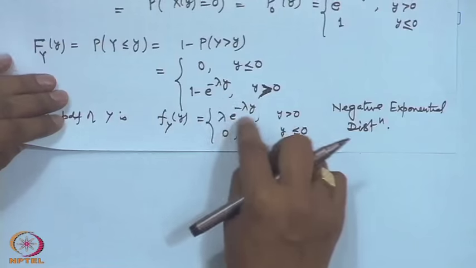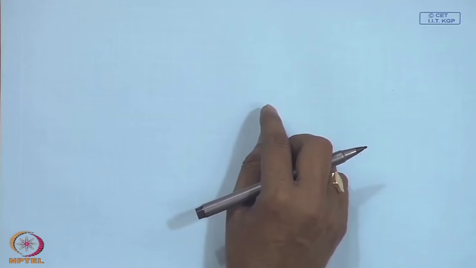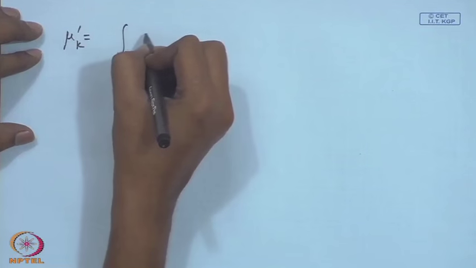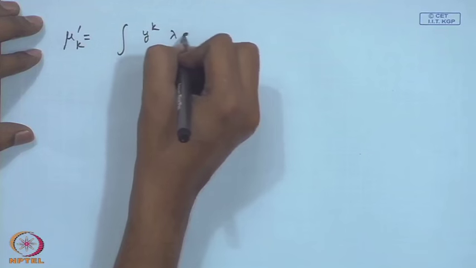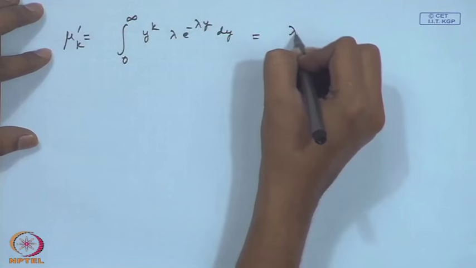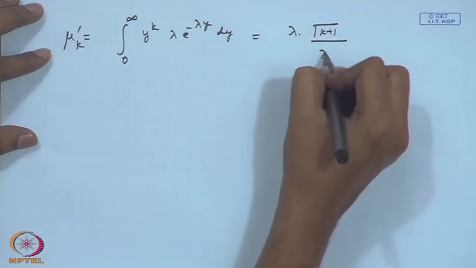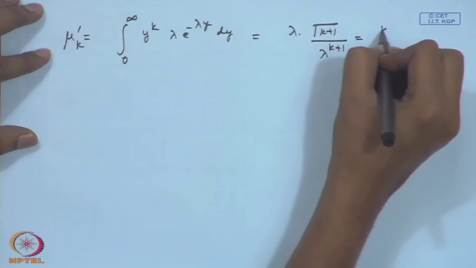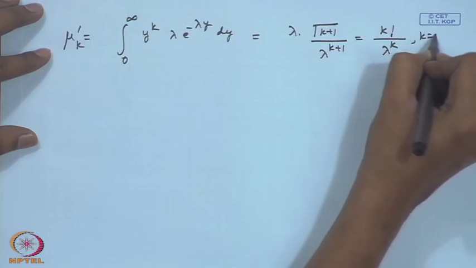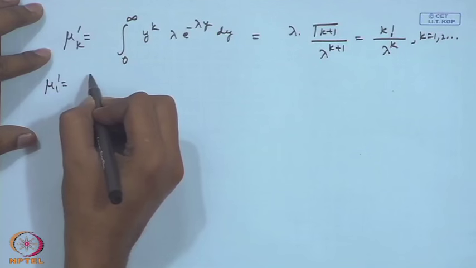If you look at this one, this integral will be, because of the gamma function, simply equal to 1. So, in general, we can calculate the kth order moment, it is equal to the integral of y to the power k lambda e to the power minus lambda y dy from 0 to infinity, that is equal to lambda gamma k plus 1 divided by lambda to the power k plus 1, that is equal to k factorial divided by lambda to the power k, for k equal to 1, 2 and so on. That means the mean is equal to 1 by lambda.